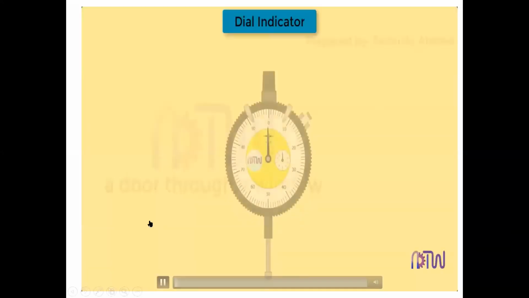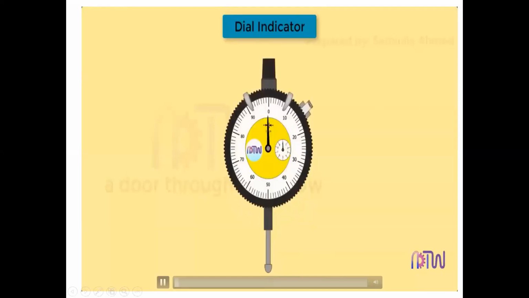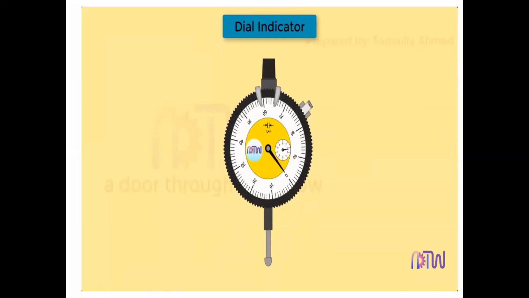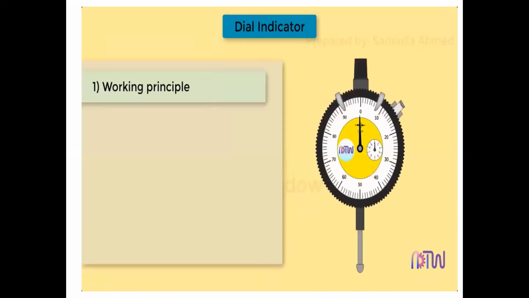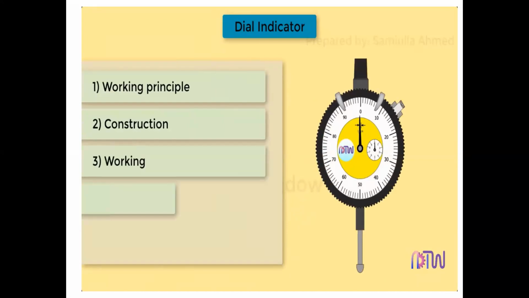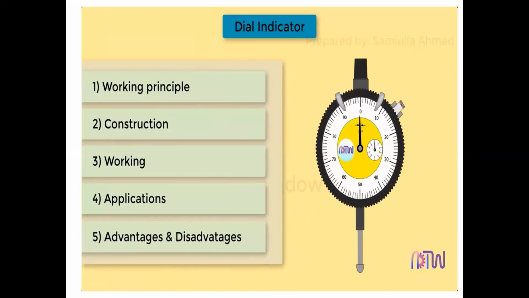Dial indicator. Dial indicator is a very important comparator used in mechanical industrial measurement applications. In this video, we'll learn about dial indicator. This video will cover the following. 1. Working principle of dial indicator. 2. Its construction. 3. Working. 4. Applications. 5. Advantages and disadvantages.